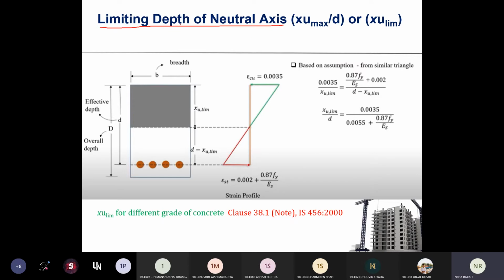Now limiting depth of neutral axis means what? It is the maximum allowable depth of neutral axis as per IS 456. As per this codal provision, the code has given the limiting value beyond which you cannot consider the depth which will divide your compression and tension zone, because ultimately this is a very important concept that this line divides your compression and tension zone. The code has given the restriction on the maximum value you can consider, not beyond that, right?